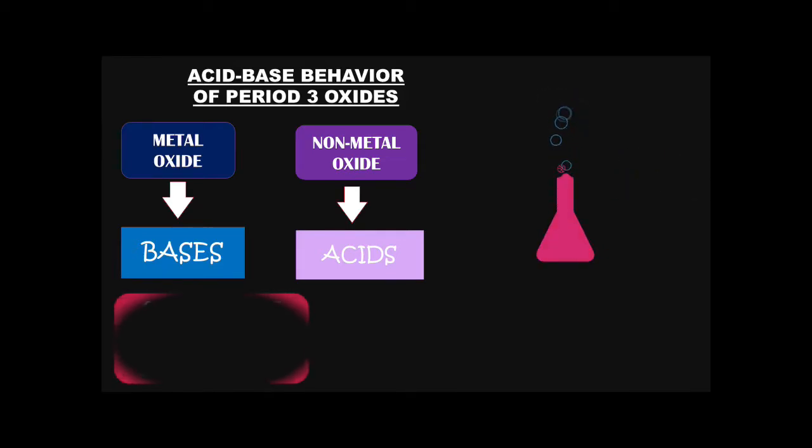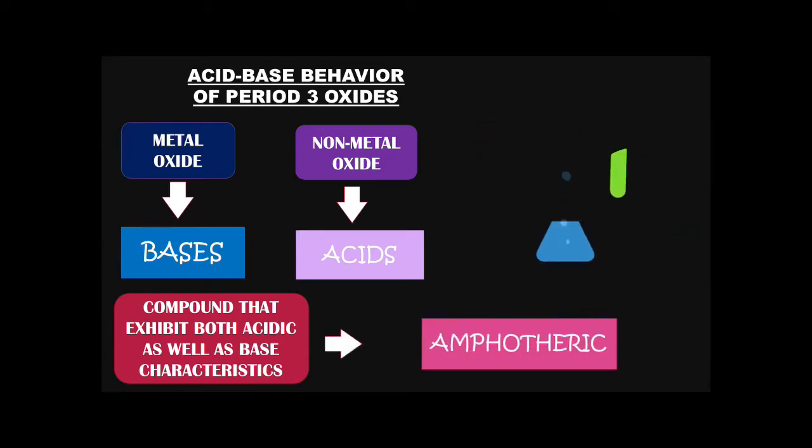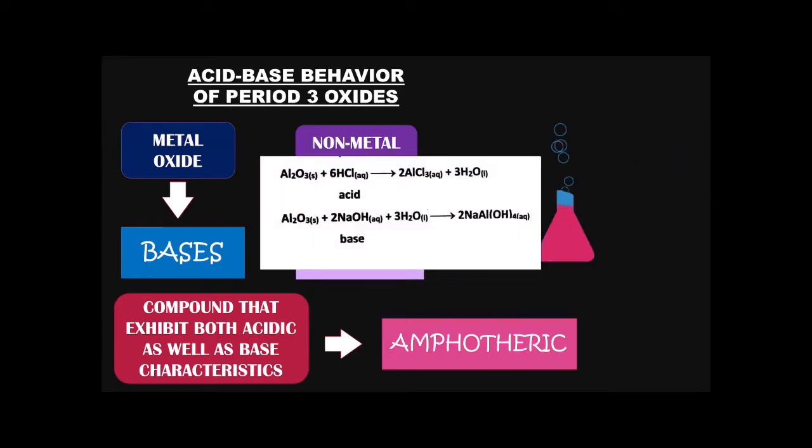And lastly, compounds that exhibit both acidic as well as basic characteristics are called amphoteric. For example, aluminum oxide reacts with hydrochloric acid to produce aluminum chloride and water. And when aluminum oxide reacts with sodium hydroxide, which is a base, and water, it will produce sodium aluminate.